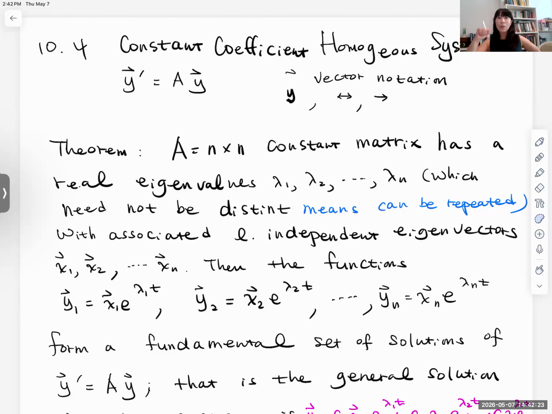Hi everyone, today we are going to learn 10.4, constant coefficient homogeneous systems. This will be the last section.